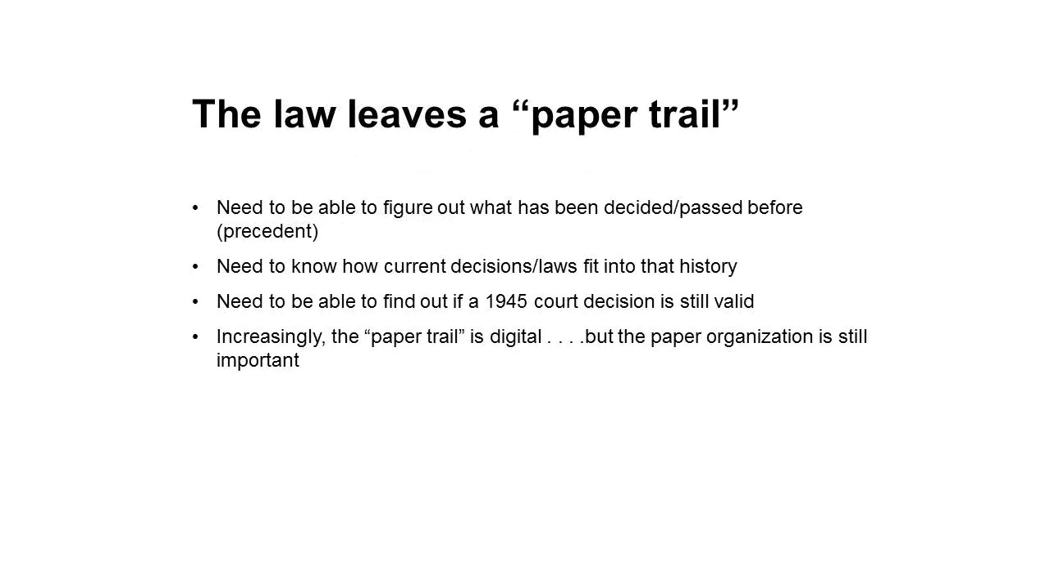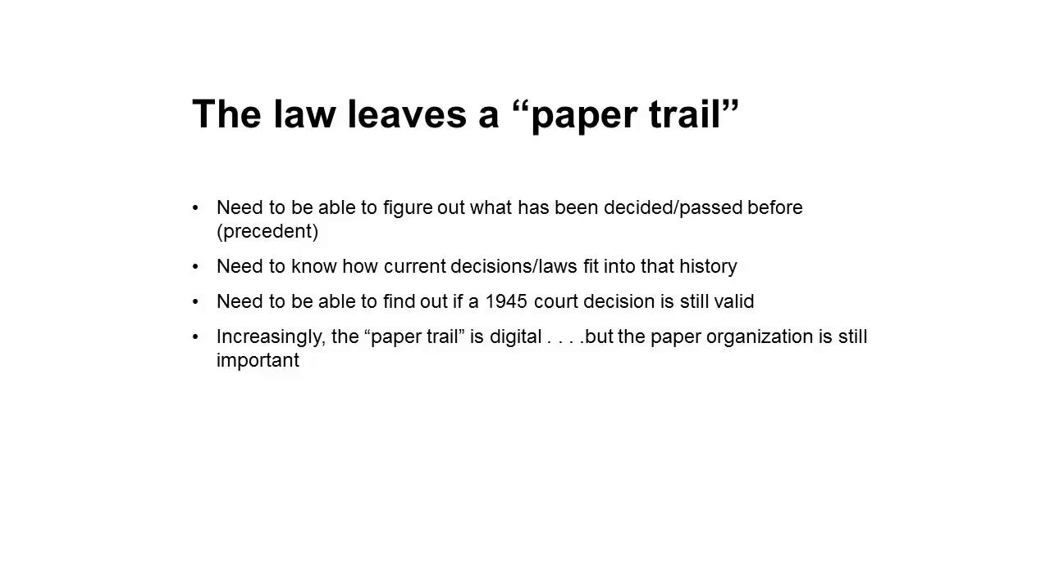So, in order to make all this possible, the law leaves a paper trail. In other words, the law leaves a record. As I said, the reason for this is we need to be able to figure out what has been decided before, what laws have been passed before. This idea of precedent. And remember, precedent is essentially when a court decides something the same way as a previous court decided it. In order to do that, the current court needs to be able to find out, well, okay, what did the previous court say about this? So, we need to have this paper trail.